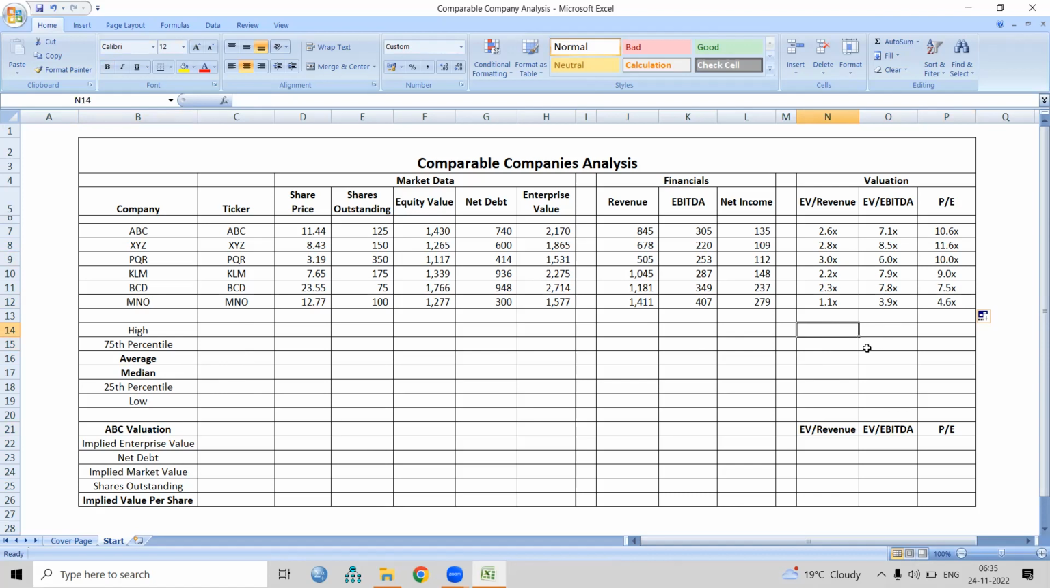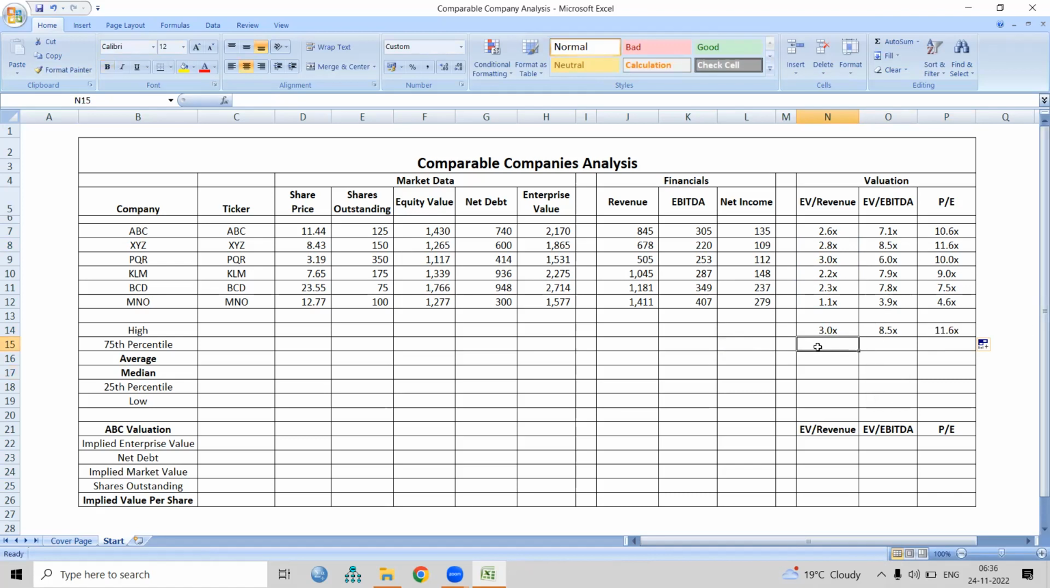So we'll try to find out the values here first. First, we'll find out the maximum value. The equation is equals MAX, open the bracket. Let's select the reference cells, N7 to N12. Close the bracket, enter. So we calculated the maximum value for all the comparable companies: 3.0x, and then 8.5x, and then 11.6x.